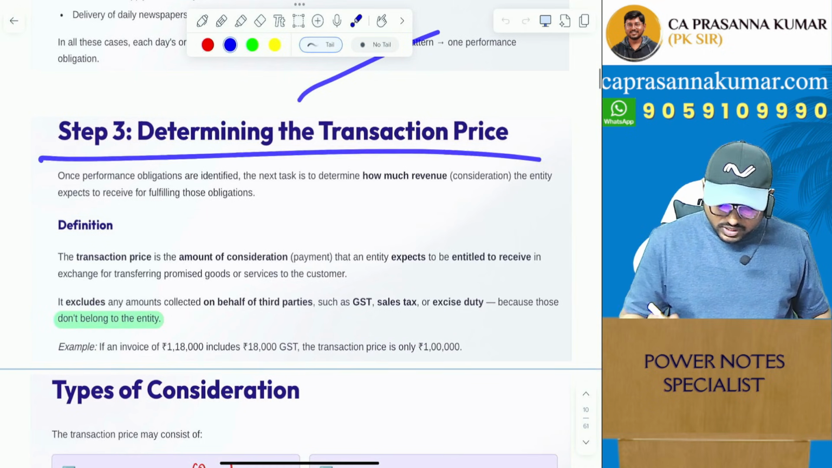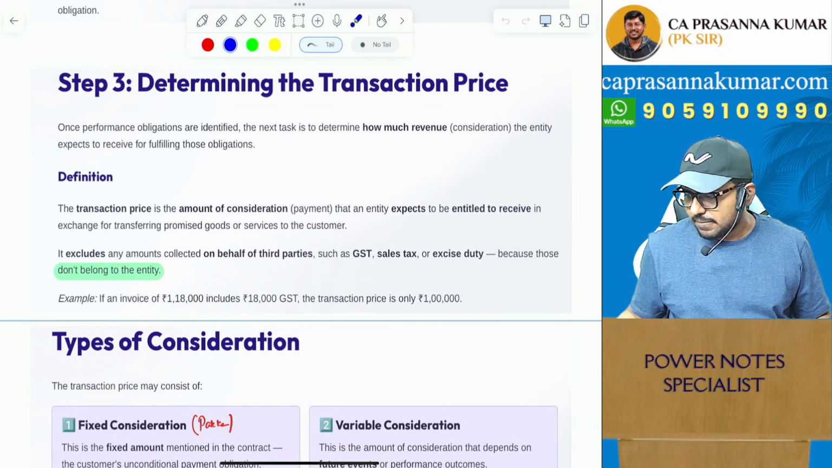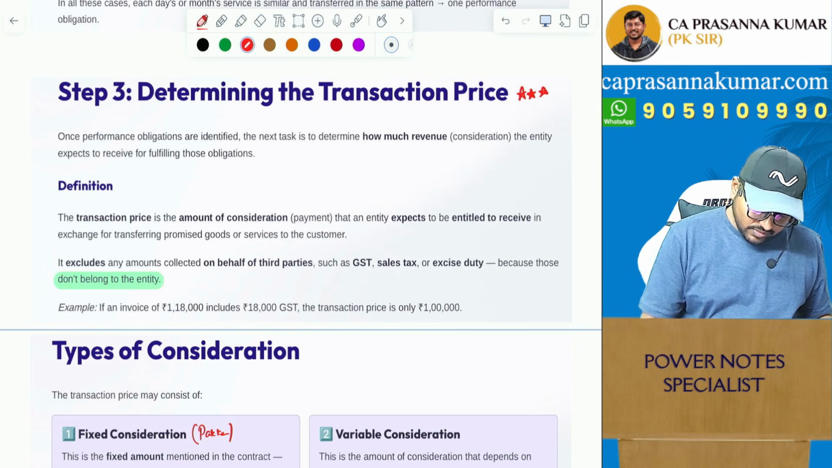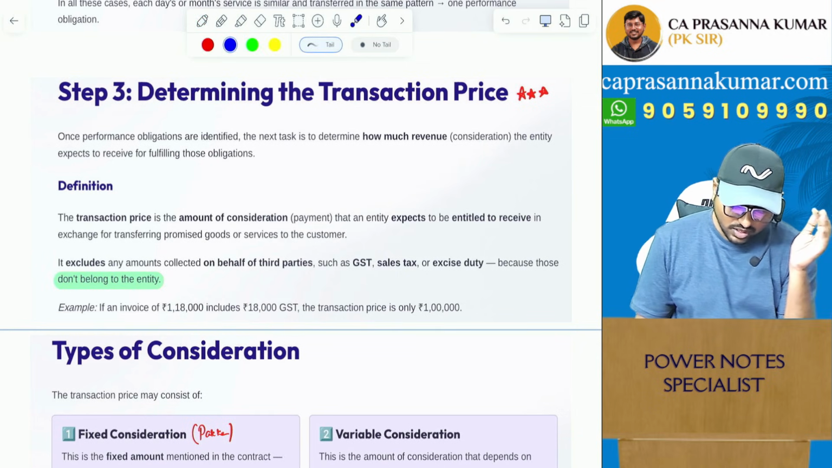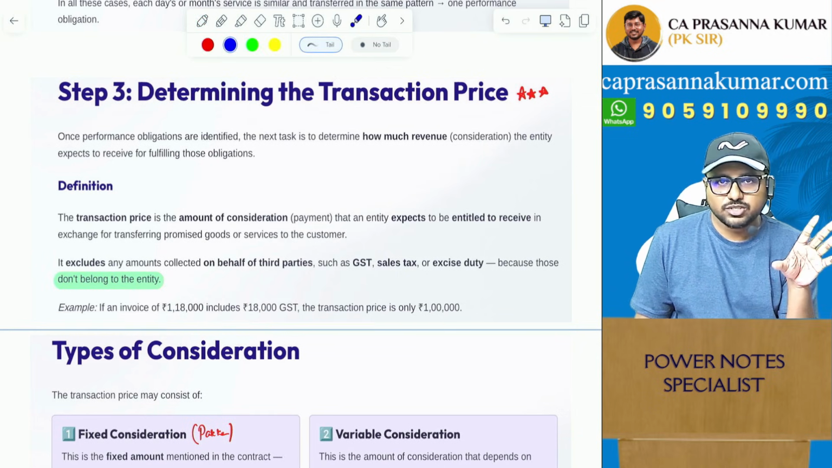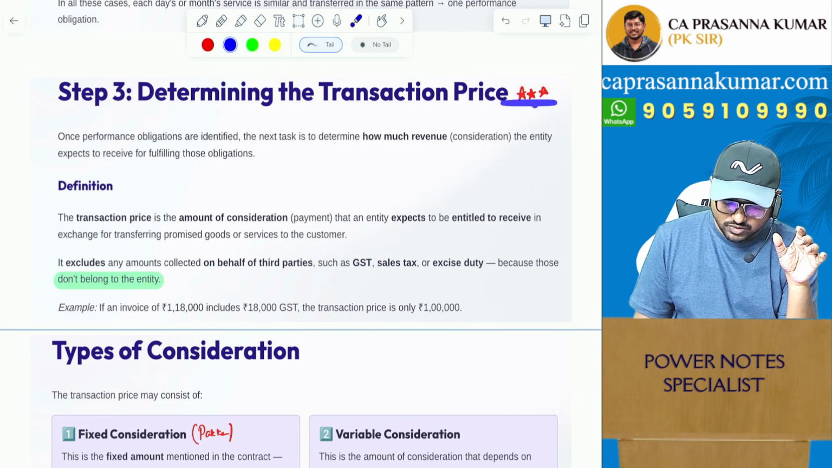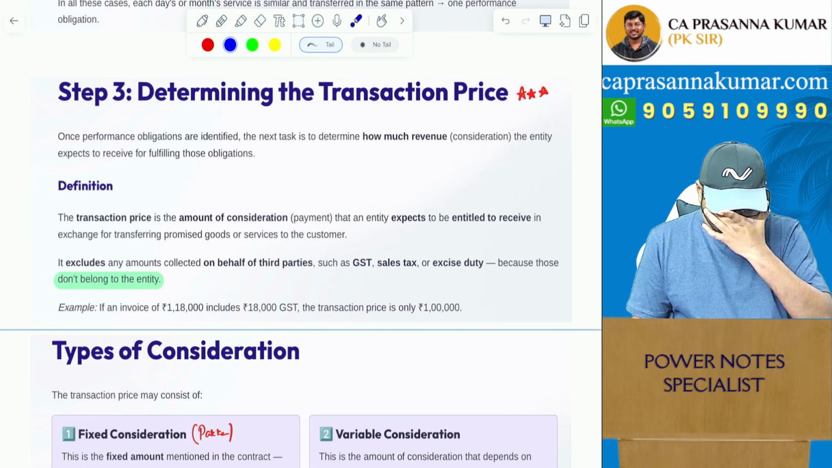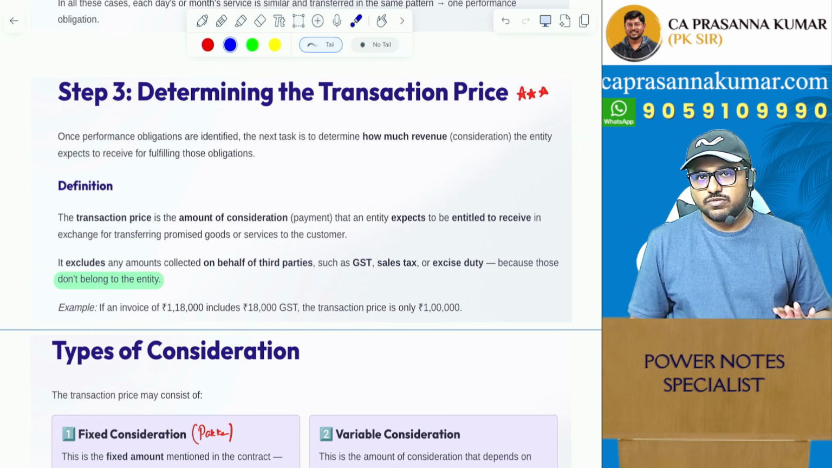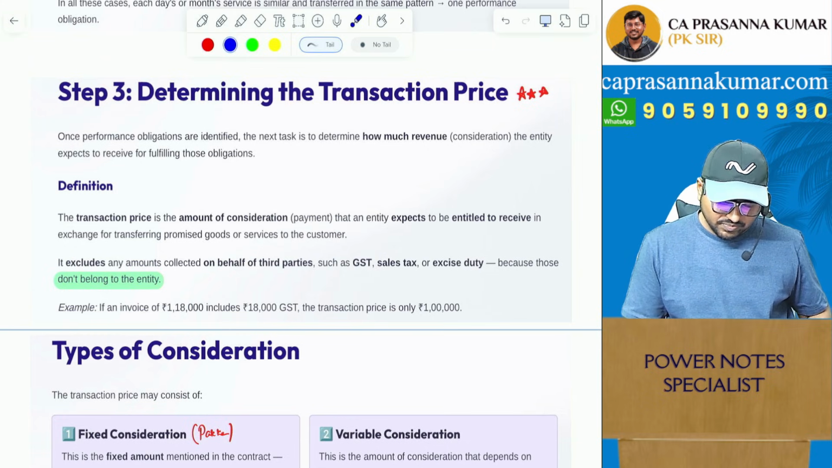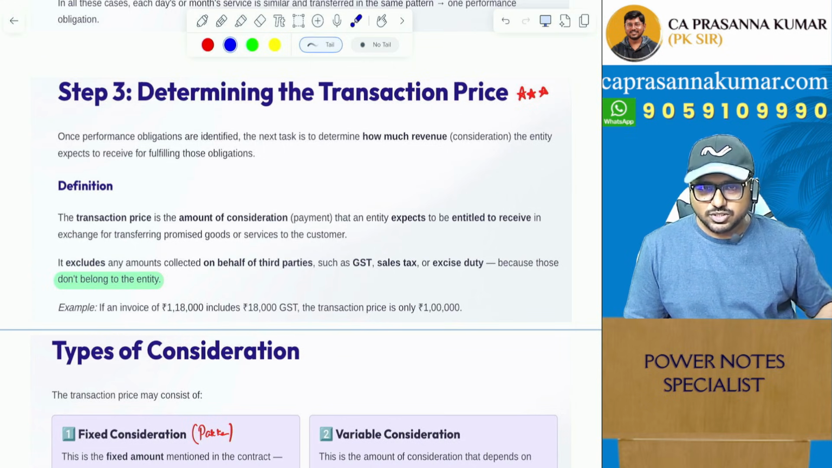Now come to step 3, determining the transaction price. Now, Nana, this is the most important step and the lengthiest of all the 5 steps, as well as the toughest. So we will spend a good amount of time on this particular step because there are a lot of points and concepts to be covered. Step 4 and step 5 will not take much of your time once we are done with this.